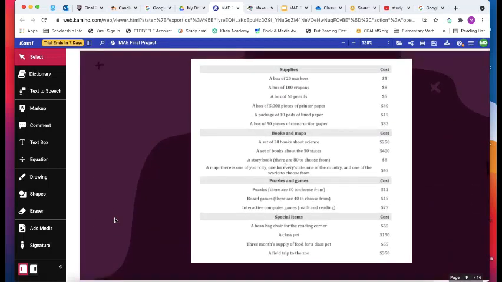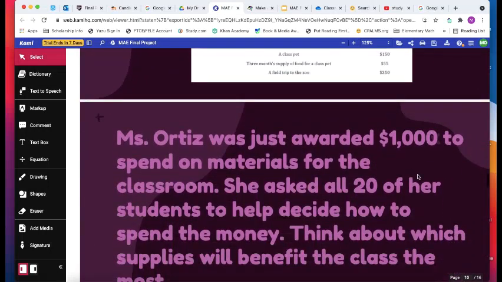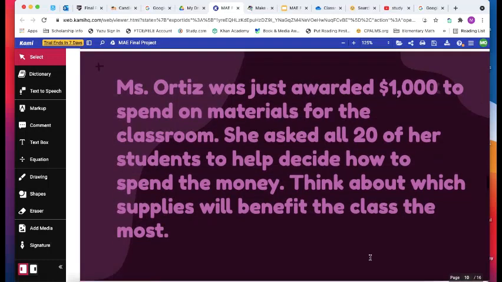So this is the chart that has the list of items under 4 categories and the prices over here on the right. So our problem today says Miss Ortiz was just awarded $1,000 to spend on materials for the classroom. She asked all 20 of her students to help decide how to spend the money. Think about which supplies will benefit the class the most.